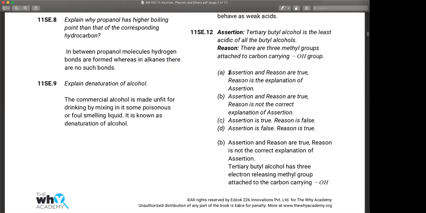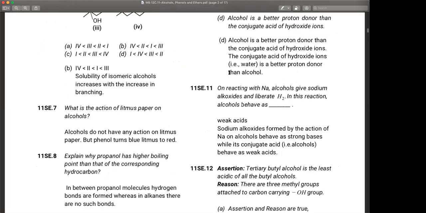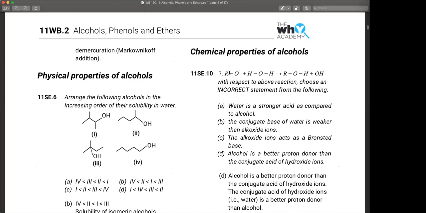Okay, workbook, solved examples, chemical reaction. There you go.